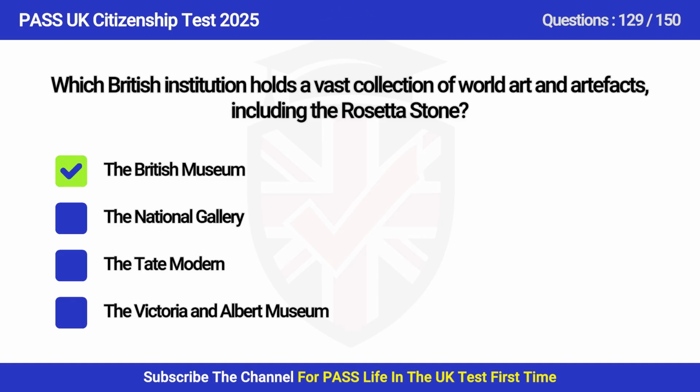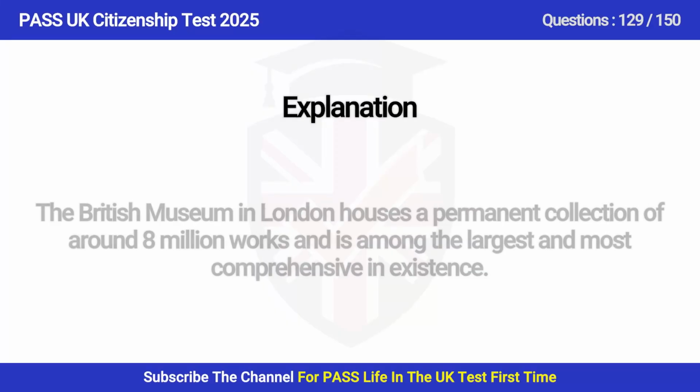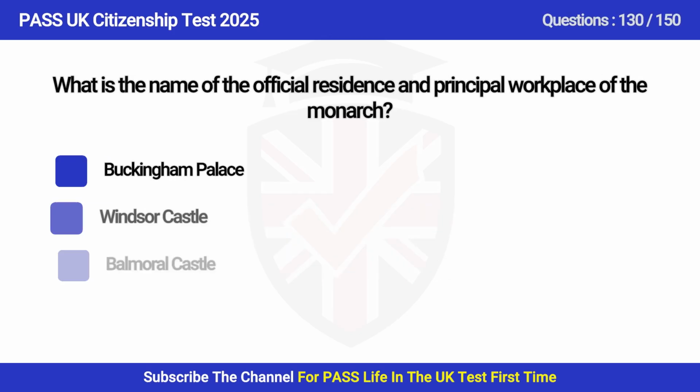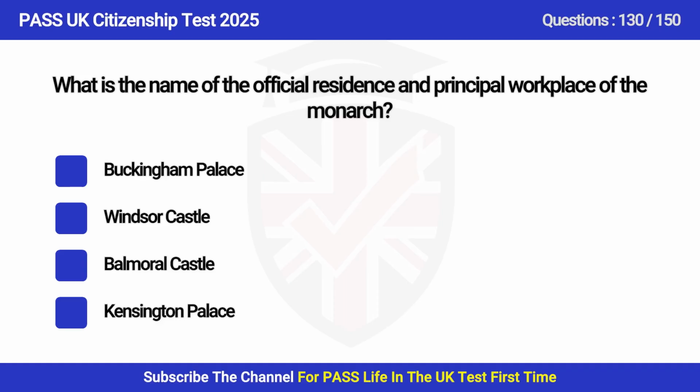Answer is A. The British Museum. The British Museum in London houses a permanent collection of around 8 million works and is among the largest and most comprehensive in existence. Question 130. What is the name of the official residence and principal workplace of the monarch? A. Palace, B. Windsor Castle, C. Balmoral Castle, D. Kensington Palace.